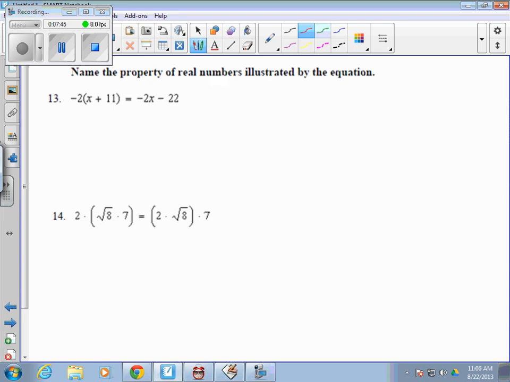13 says negative 2 times x plus 11 equals negative 2x minus 22. We're naming the property. So right here, all you do for this one is you multiply negative 2 times x and negative 2 times 11. So what you did in that case is you distributed. That's the distributive property.